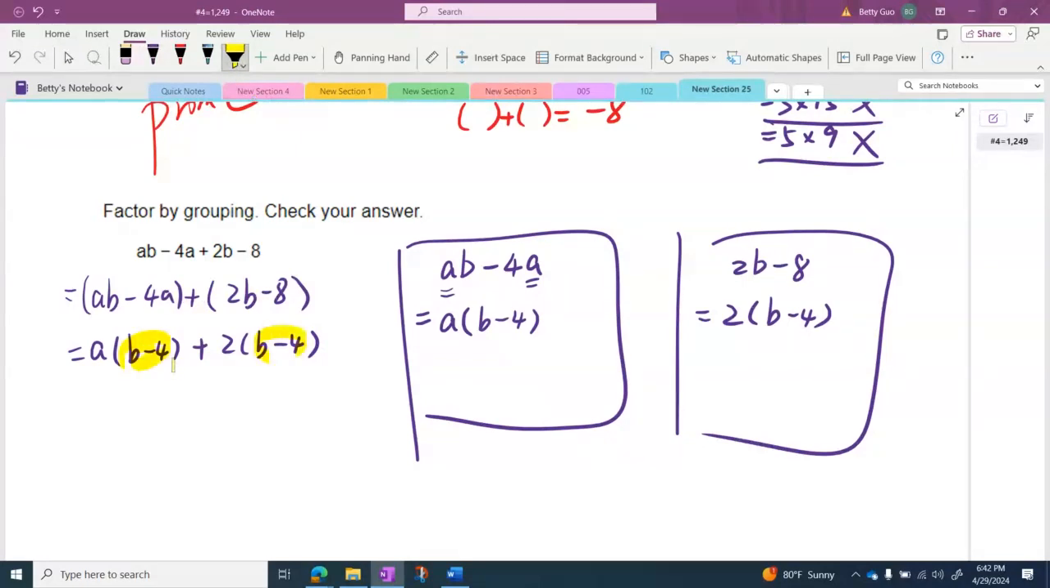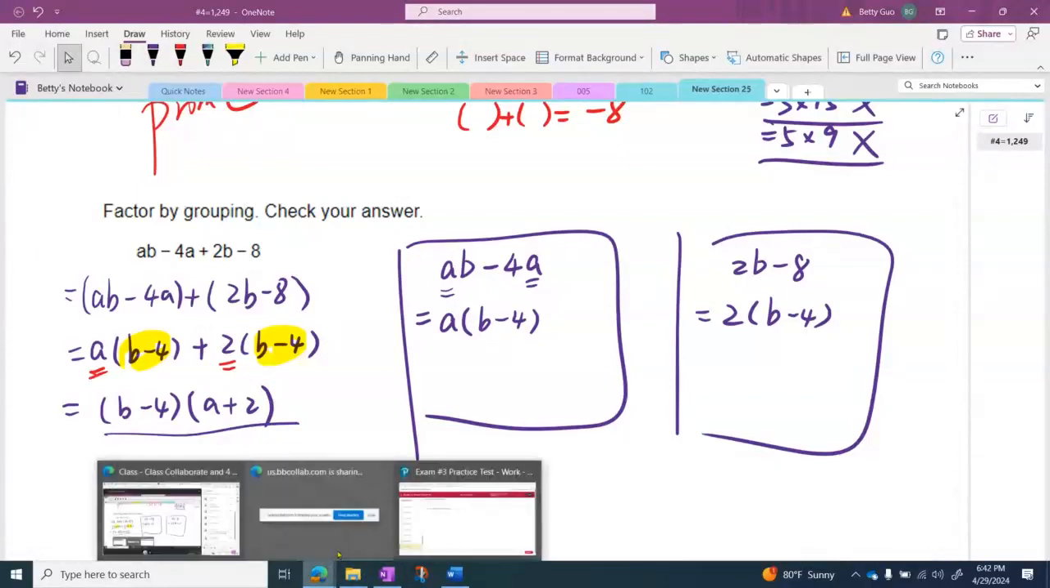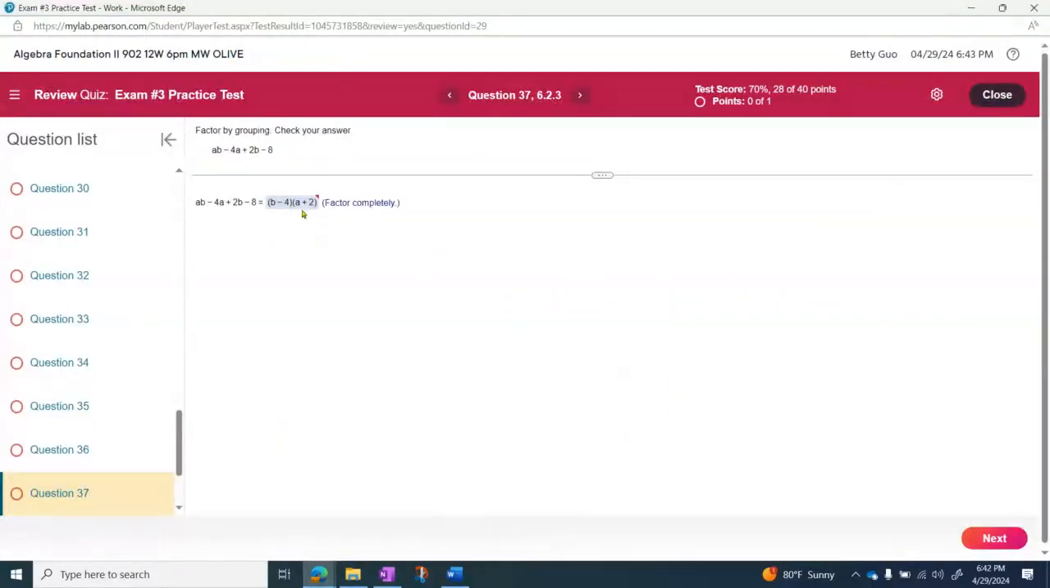They have a common binomial factor. We factor B minus 4 out. Left over, A plus 2. Done. If you have time, use the box method to double check your answer. B minus 4, A plus 2. B minus 4, A plus 2, exactly the same. Next.